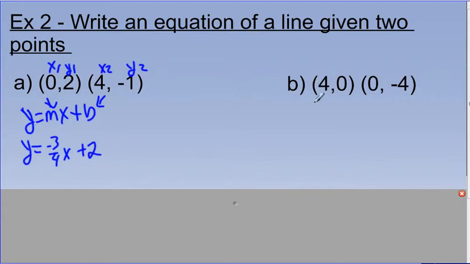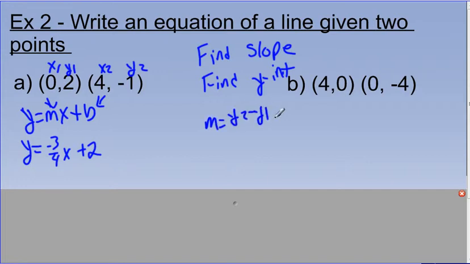Let's look at example 2. So we need to find slope. Find y-intercept. That's what we need for slope-intercept form. You have to have the slope. You have to have the intercept. If you don't, you don't have slope-intercept form. So let's find slope.